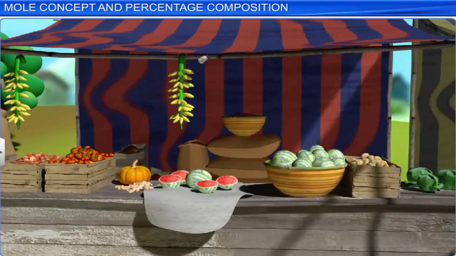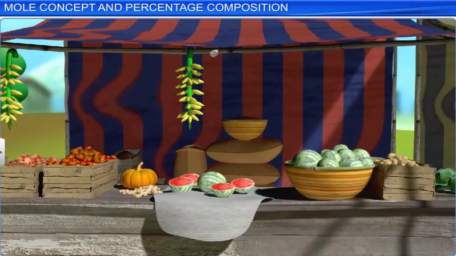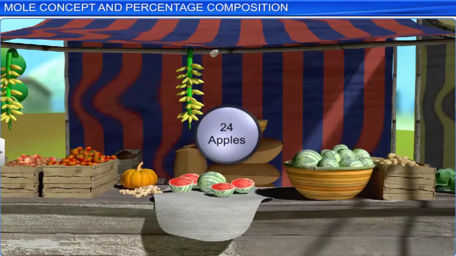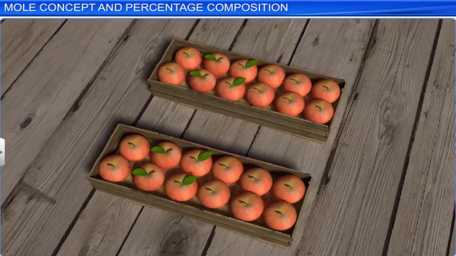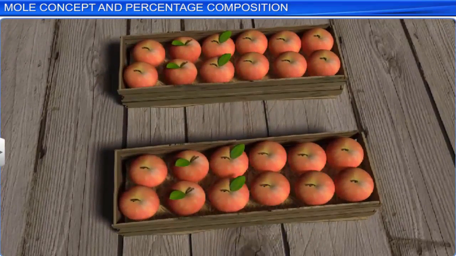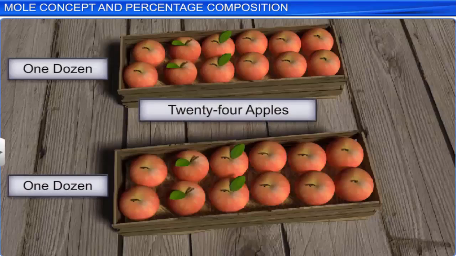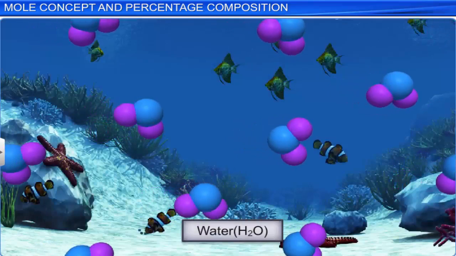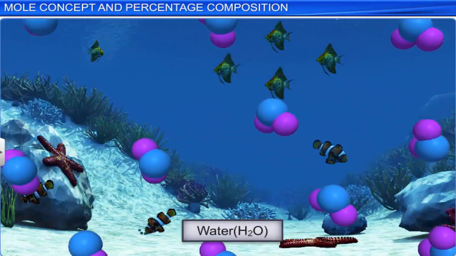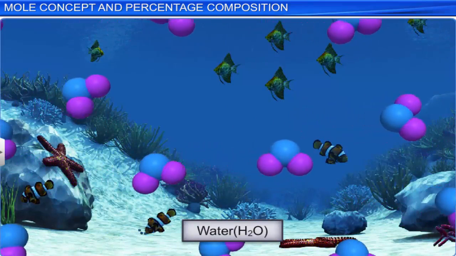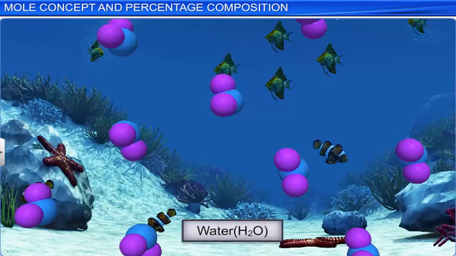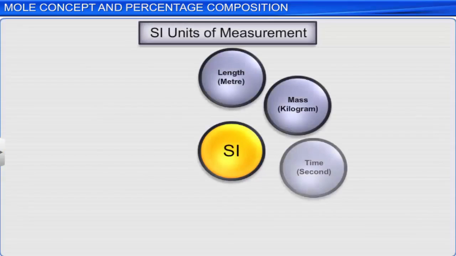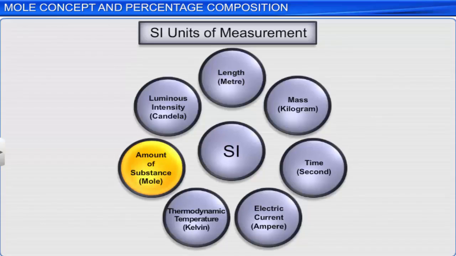Before we begin, let's step into a store to buy some apples. Let's say we need 24 apples. When we collect them, we get them in 2 boxes, with 1 dozen or 12 apples in each box. Here, dozen is a unit of measurement that helps us simplify and state a large quantity, like 12. When scientists were working with elements and compounds, they felt the need to have a unit of measurement to count entities at the microscopic level. Thus, the SI base unit, mole, was introduced.